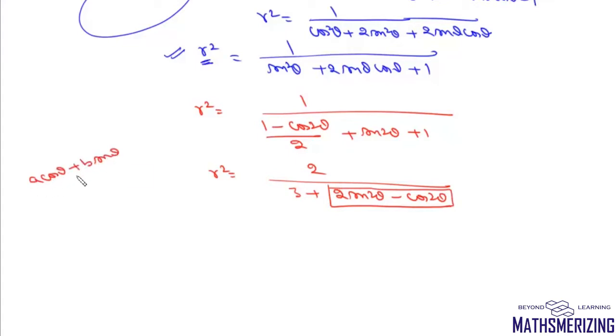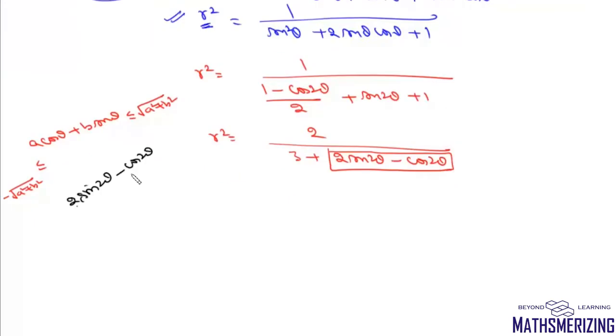And we know that a cos theta plus b sin theta is always greater than or equal to minus under root of a square plus b square, and always less than or equal to under root of a square plus b square. So for this expression, 2 sin 2 theta minus cos 2 theta, a square plus b square is simply 5. So this value is always greater than or equal to minus root 5 and less than or equal to root 5. Now this r square will be maximum when the denominator is minimum, and the minimum value of 2 sin 2 theta minus cos 2 theta is simply minus root 5.